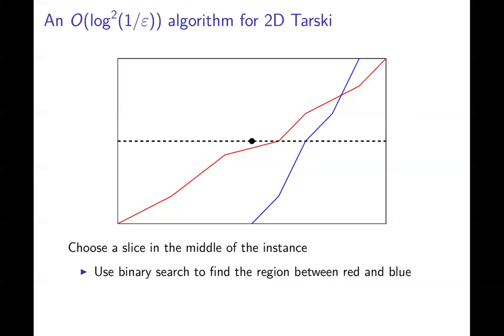As a warm-up, we present a log square algorithm for two-dimensional Tarski instances. We start in the two-dimensional instance by choosing a slice halfway along the instance, so therefore in the middle, and using binary search to find the region between red and blue. Since red and blue are defining the up and down set and can therefore guide us in the search for the fixed point, we need to place bounds on the red and blue surfaces and use binary search to that end.